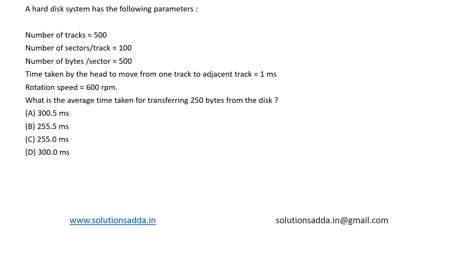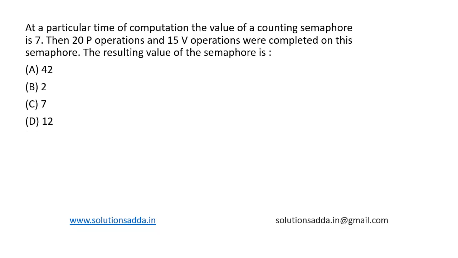So let's see the options. Based on the options, option D, 300 milliseconds, is the right choice. This is a question from operating system. At a particular time of computation, the value of a counting semaphore is 7. Then 20 P operations and 15 V operations were completed on this semaphore. The resulting value of the semaphore is, and 4 options are given.